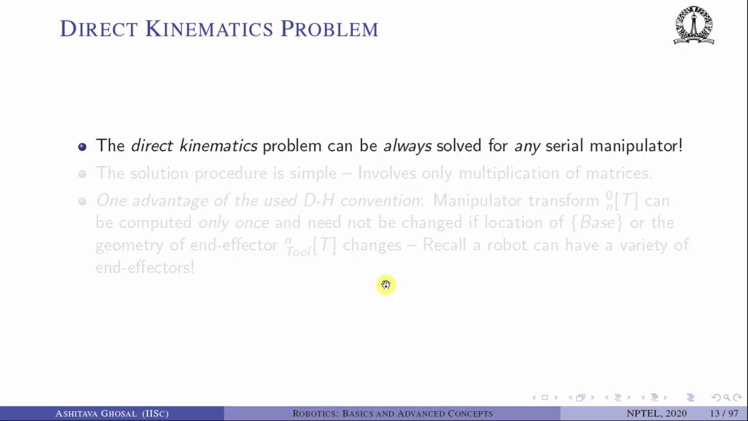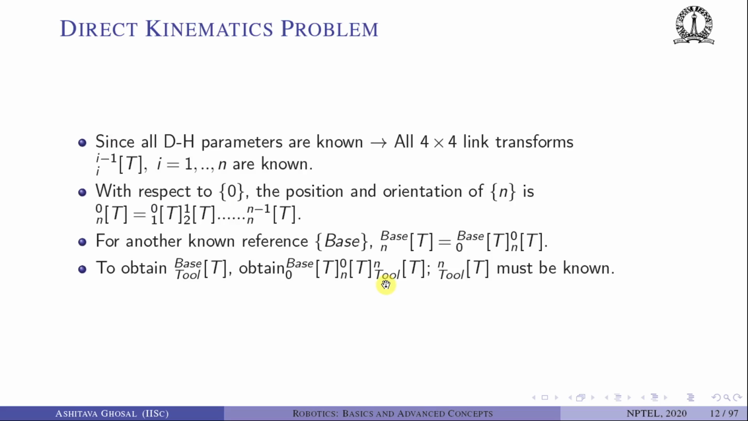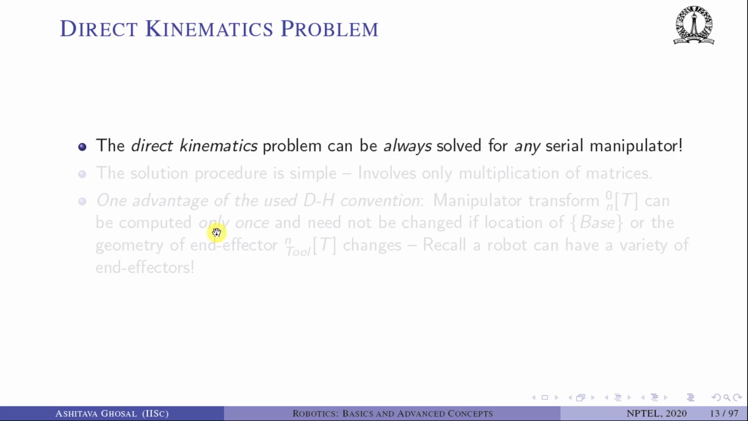Let's continue. The direct kinematics problem can always be solved for any serial robot. Why? Because it just involves multiplication of matrices. There is no reason why we cannot multiply 4 by 4 homogeneous transformation matrices. This matrix multiplication is completely well defined. So the solution procedure is very simple. It involves only multiplication of matrices.